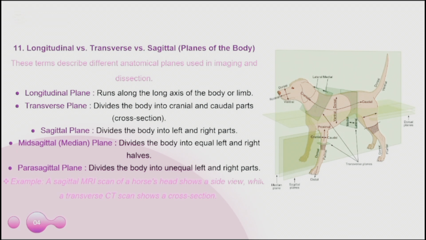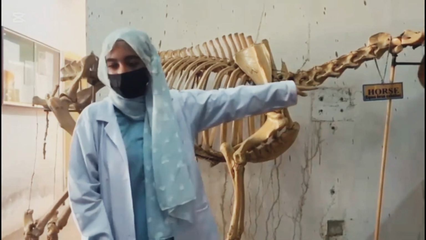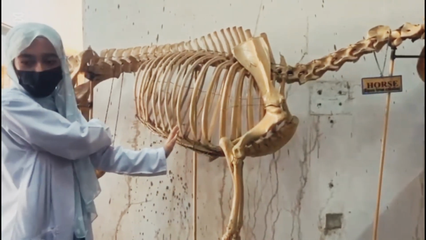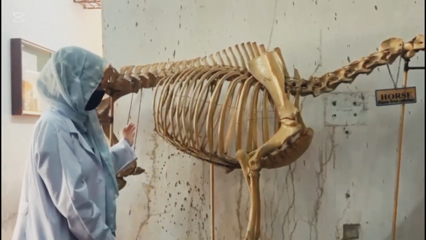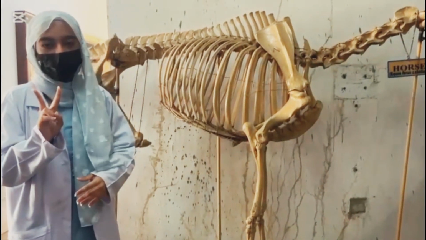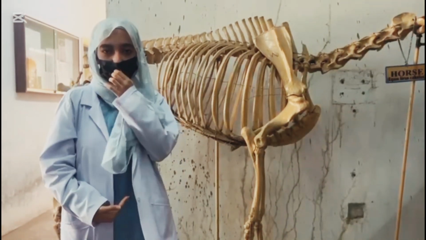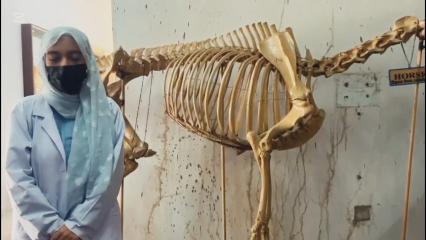Longitudinal versus transverse versus sagittal planes of the body. These terms describe different anatomical planes used in imaging and dissection. Longitudinal plane runs along the long axis of the body or limb. Transverse plane divides the body into cranial and caudal parts, a cross section. Sagittal plane divides the body into left and right parts. Mid-sagittal plane or median plane divides the body into equal left and right halves. Parasagittal plane divides the body into unequal left and right parts.